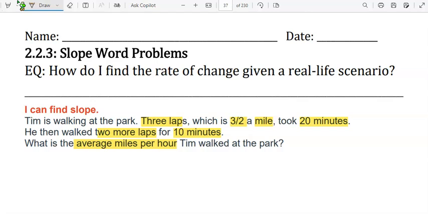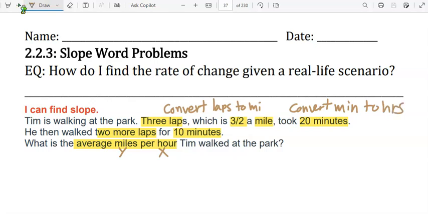Well, when looking at this, it says average miles per hour. So miles would be Y and hours will be X. But we don't have those here. We have laps and we have minutes. So you want to convert laps to miles and then convert minutes to hours.